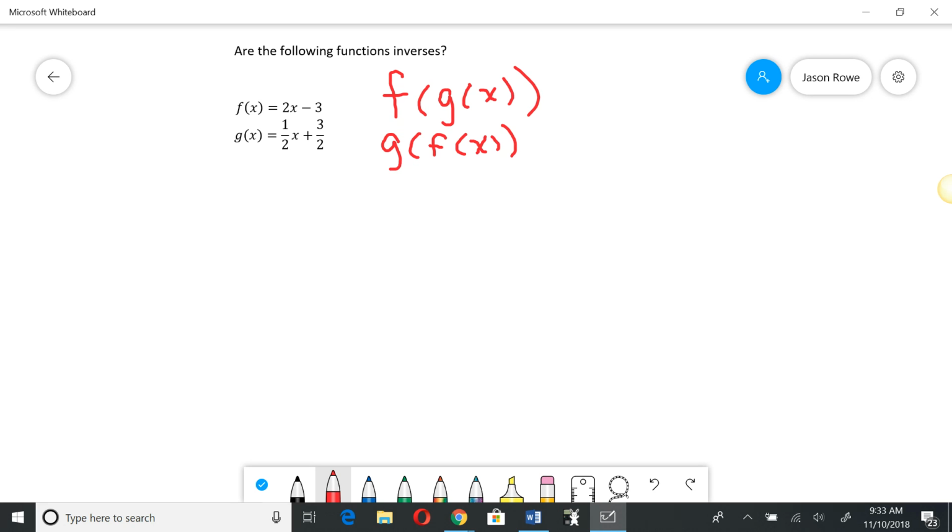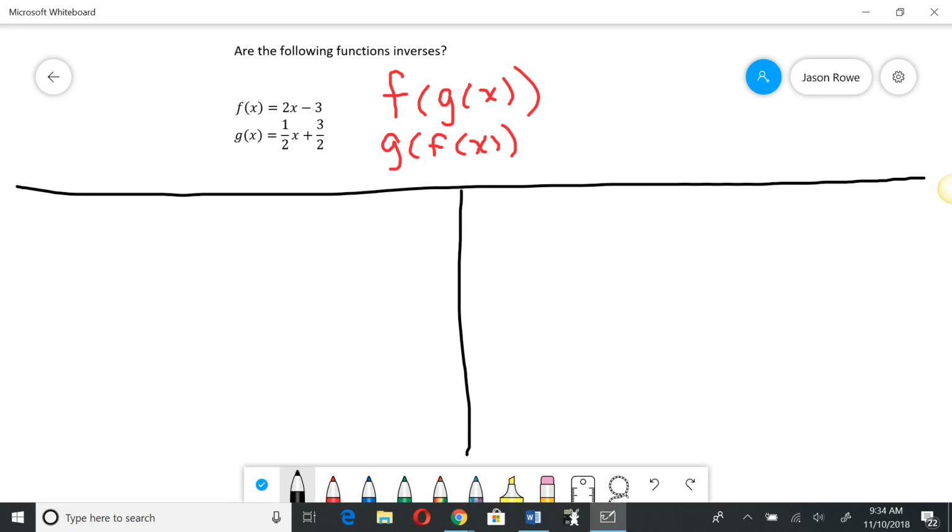Now, how do I do that? Well, if I find f of g of x and find out that it equals x, and then I find g of f of x, and it simplifies to x, then these are inverses. Otherwise, they are not inverses. So I'm going to split my screen here into two sections. Over here, I'm going to find f of g of x. Over here, I'm going to find g of f of x. And once I do that, I'll be able to see if I have inverses.